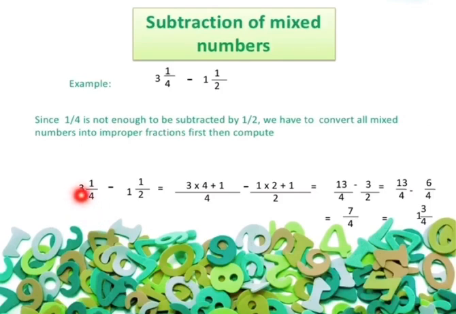4 into 3 plus 1, that is 13. 4 into 3, 12. 12 plus 1, 13. So 13 by 4. Here 2 into 1, that is 2 plus 1, 3. That is 3 by 2. And on taking the LCM, we will convert and simplify, and we will get the answer 7 by 4, or it can be written as a mixed number, that is 1 and 3 by 4.